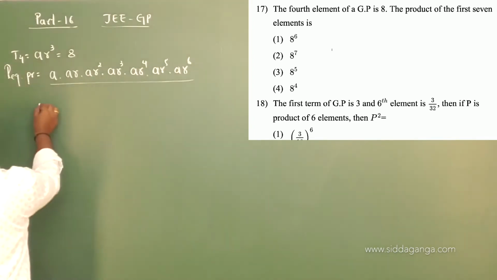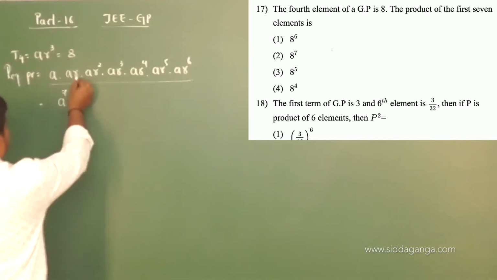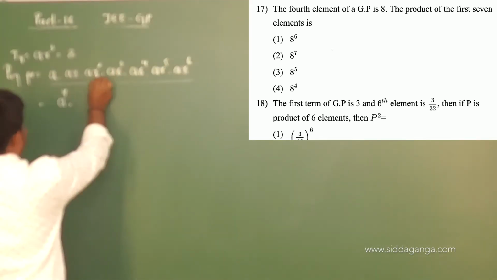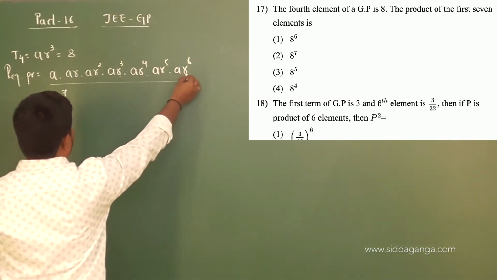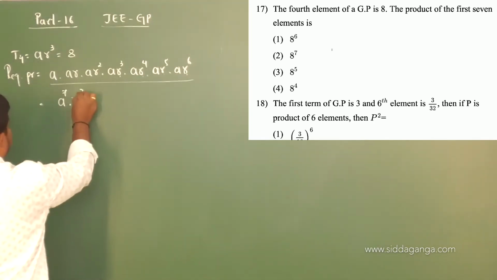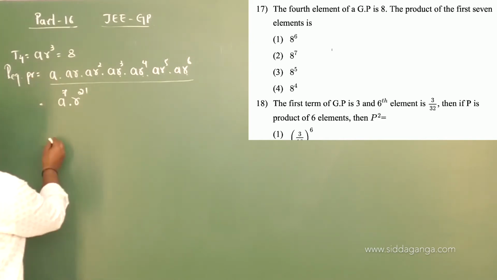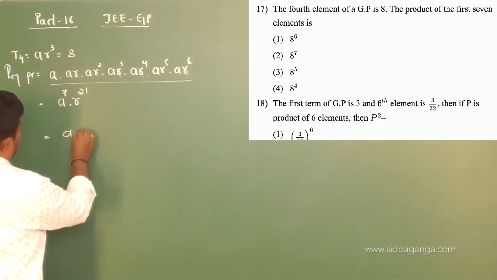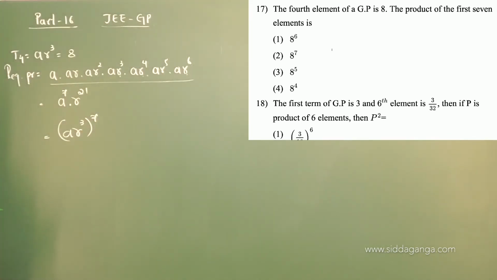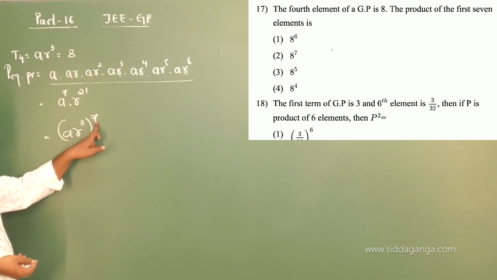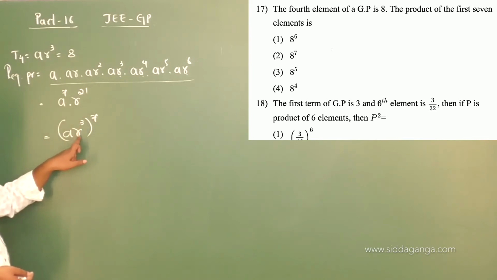Then this can be written as A multiplied 7 times, therefore A power of 7 into R into R square, that is R power of 3, R power of 6, R power of 10, R power of 15, R power of 21. A simple one, the given data is AR cube. So let me write this as A into R cube whole power of 7.